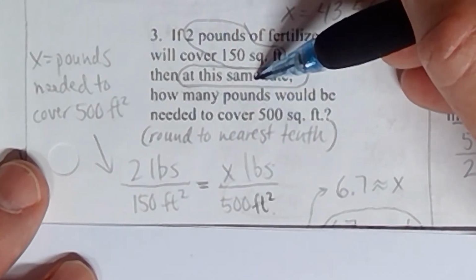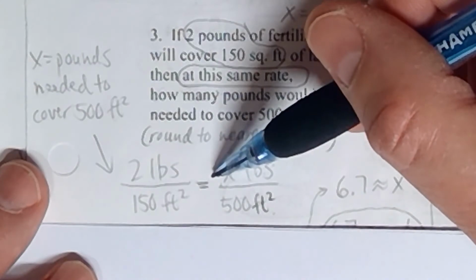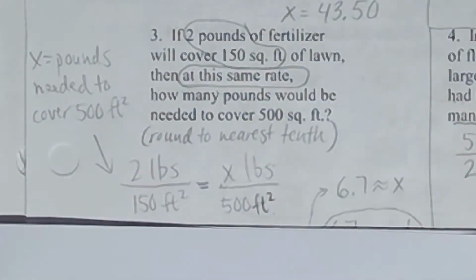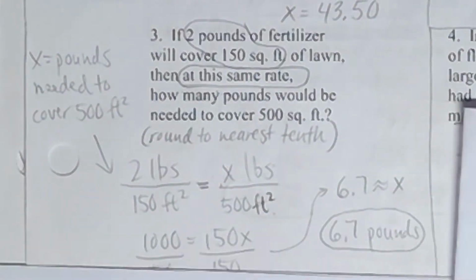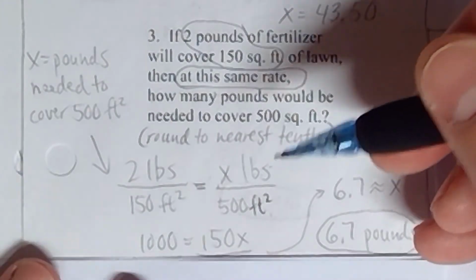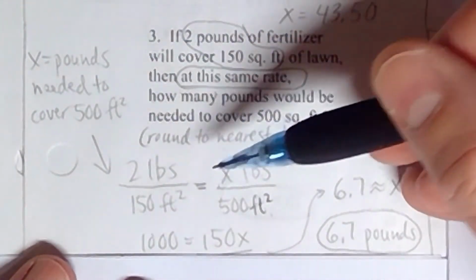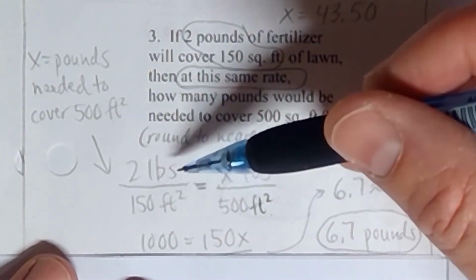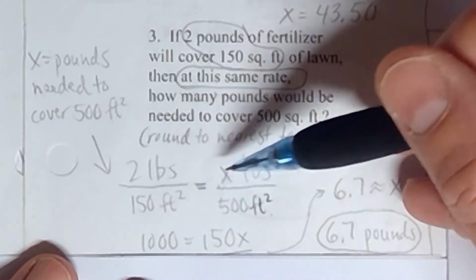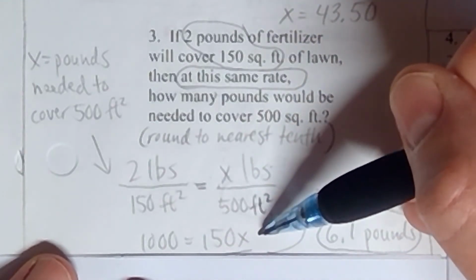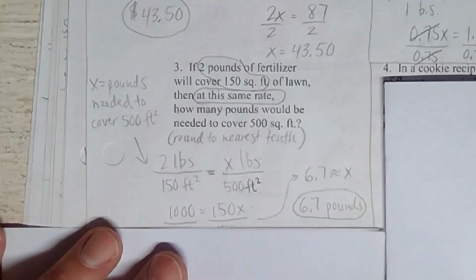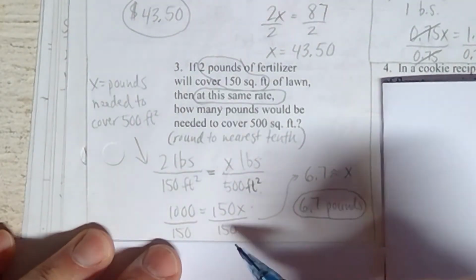And then it says at this same rate, which means that they are going to be two fractions that are equal to each other. Same means equal, as we said. I didn't do that step here where I cleaned up the words. I just jumped right to the cross multiplying, which is fine. I did 2 times 500 is 1,000. 150 times x is 150x. And then I solved that resulting equation by dividing out the 150.